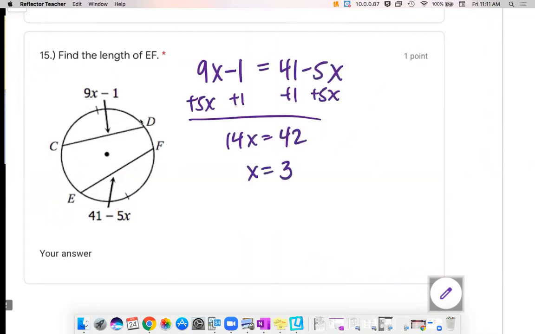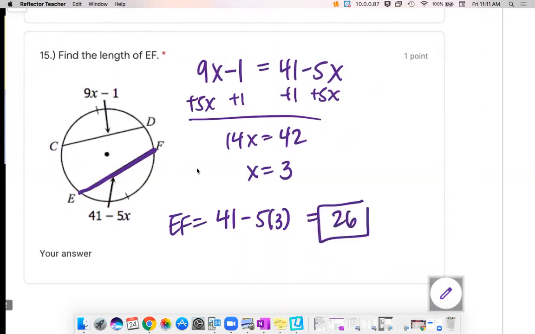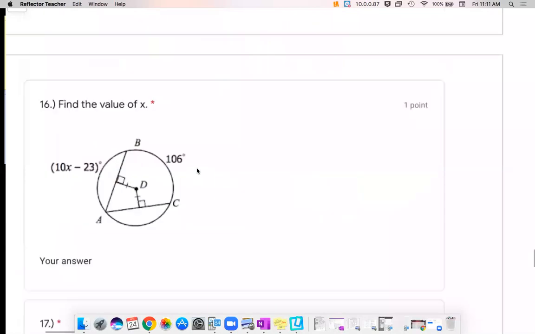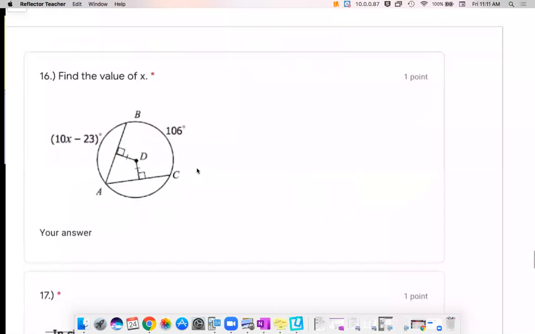And then they wanted you to find the length of this EF, so you just plug it in. And you'll get that EF is a length of 26. And they didn't give us units, so you would just write 26 in there. Okay, find the value of x.